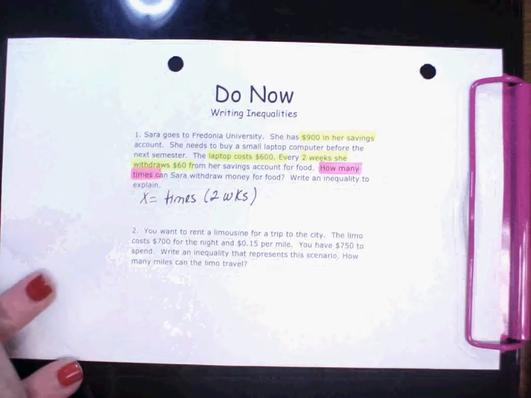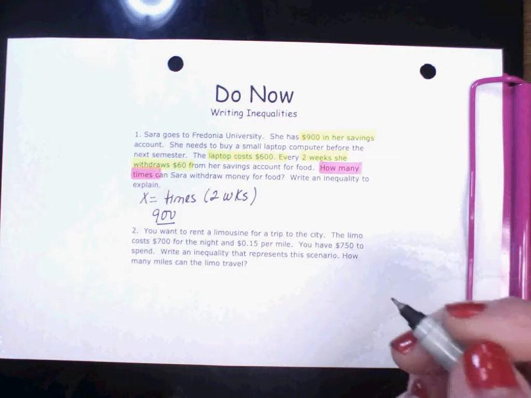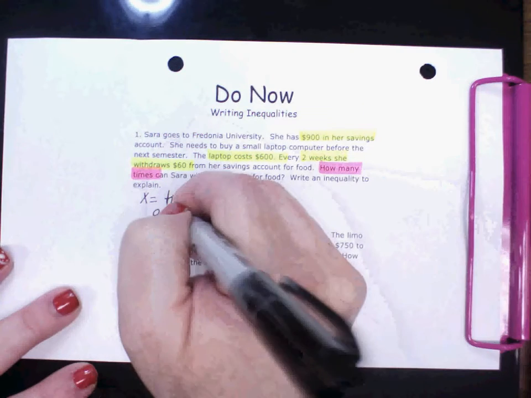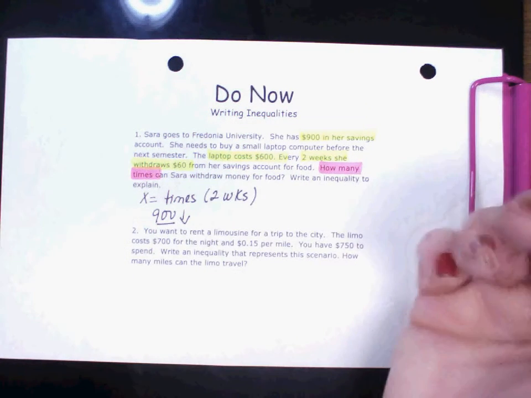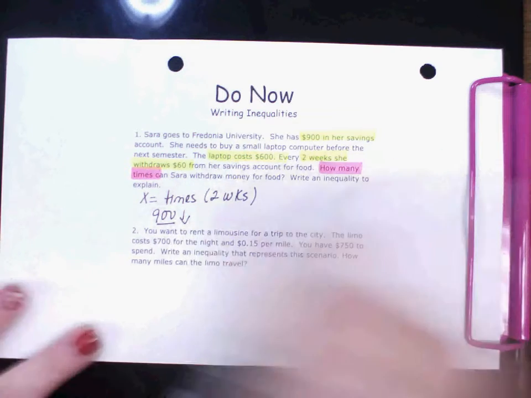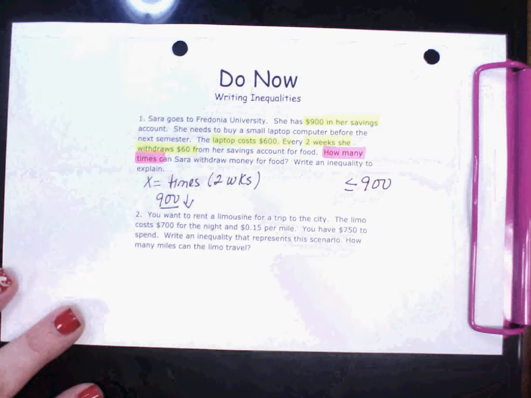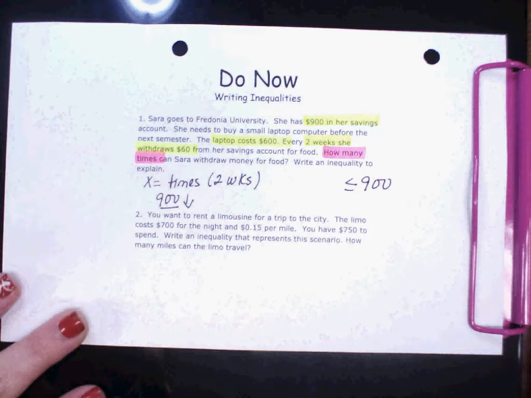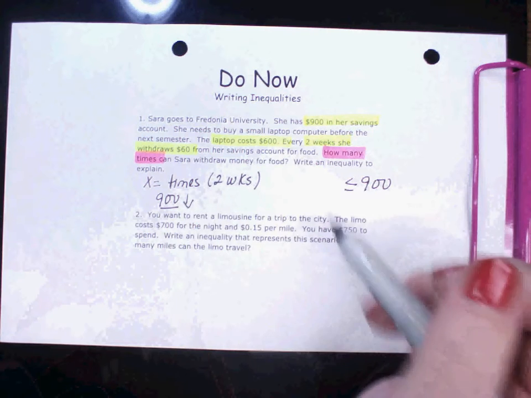So how much money does she have? 900. Does she have more than 900 or less? Very good. She cannot withdraw more than 900, so it's got to be 900 or less. So then this needs to be less than or equal to 900. Eyes on me.